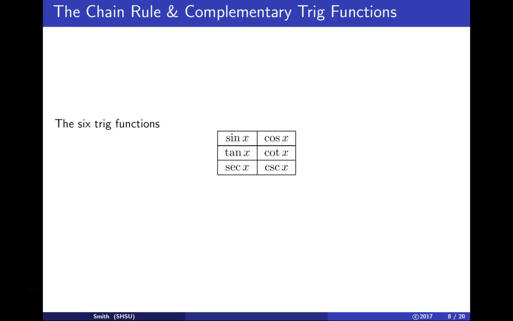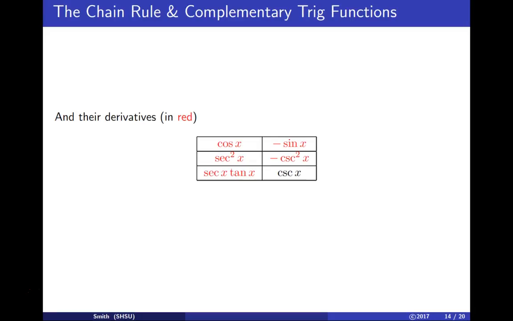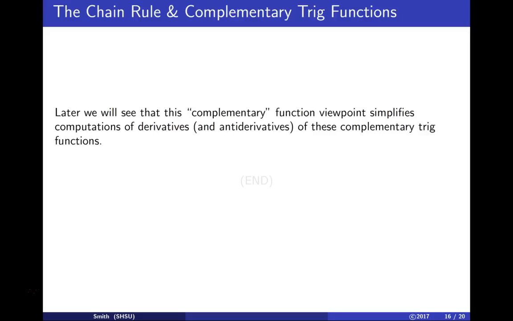Here are my trig functions, and I'm going to start taking derivatives. If the derivative of sine is cosine, the derivative of cosine is minus sine. If the derivative of tangent is secant squared, the derivative of cotangent is minus cosecant squared, and so on. Later we'll see that this complementary function viewpoint simplifies computations of derivatives and eventually antiderivatives.